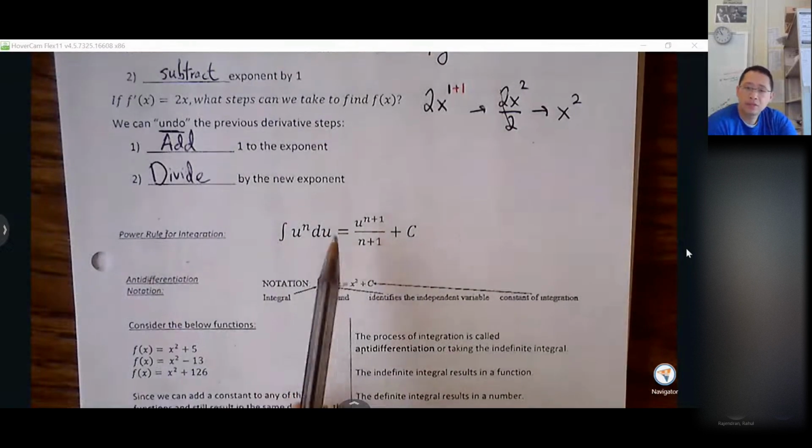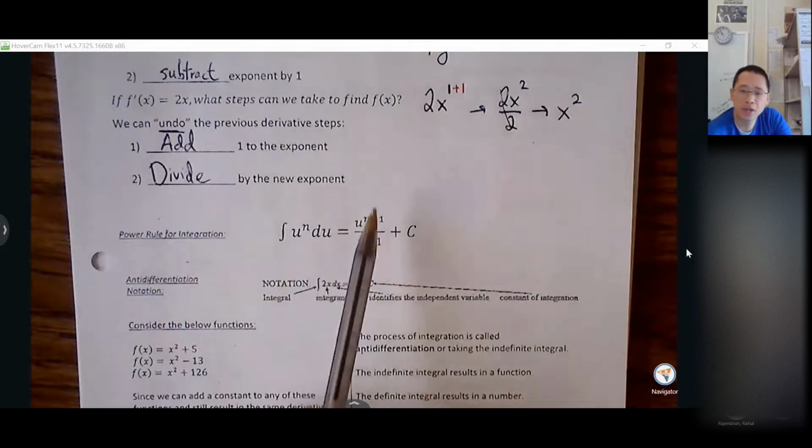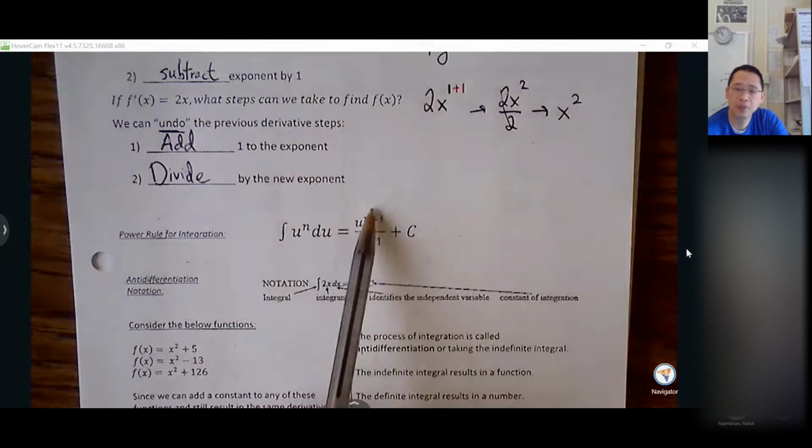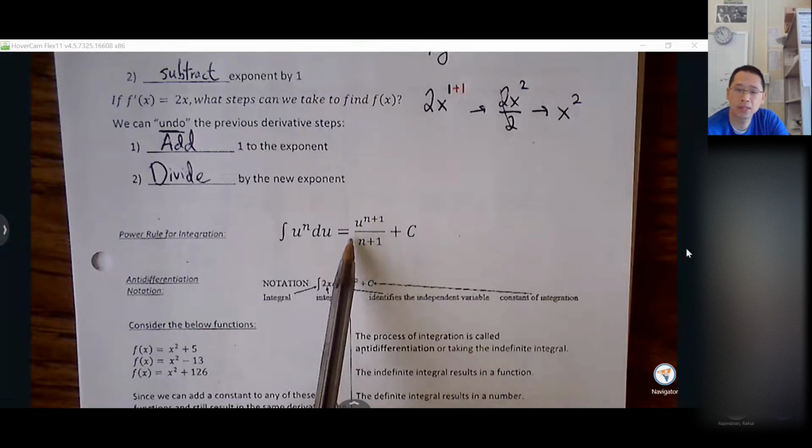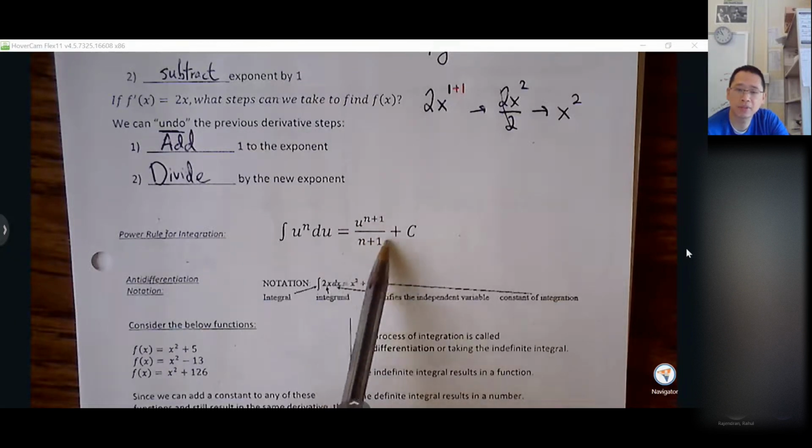And that's shown in this integration rule here, that n plus 1 indicates that we're adding 1 to the exponent. And then the divided by n plus 1 indicates that we're dividing by that new exponent.